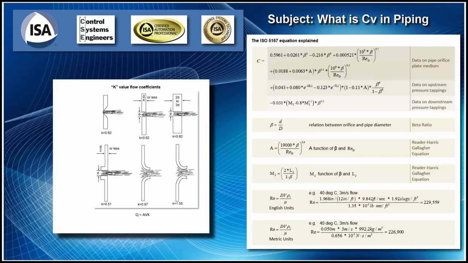Okay, if we look at the image on the left, this is called a K value for coefficients. And if you're using classical fluid mechanics to calculate your flow, you'll use the K value, and essentially Q equals AVK. And when you're finished doing all your calculations, you break it down, you'll get Q equals 5.667 times K times the diameter squared times the square root of your head over your specific gravity. It's almost the same as the Spinks factor. It's not as accurate though. The Spinks factor takes in many, many variables.